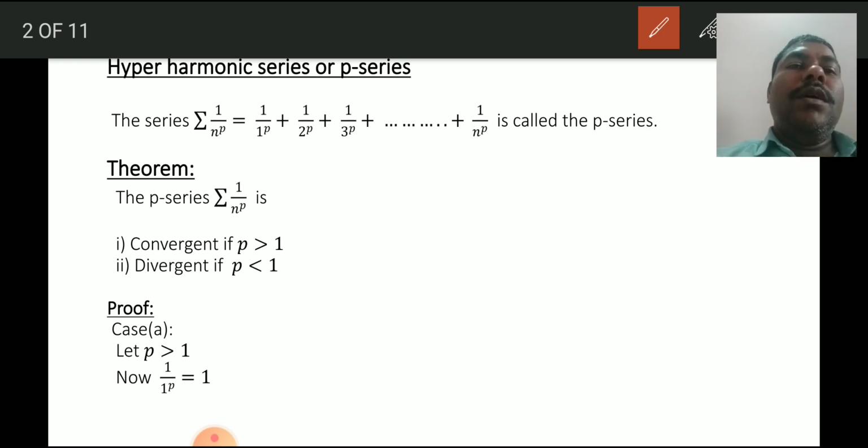Theorem: the P series summation 1 by n raised to p is convergent if p greater than 1 and it is divergent if p less than or equal to 1. Proof of this theorem: case A, let p greater than 1. Now, in the P series we consider the first term 1 by 1 raised to p is equal to 1 if p greater than 1.